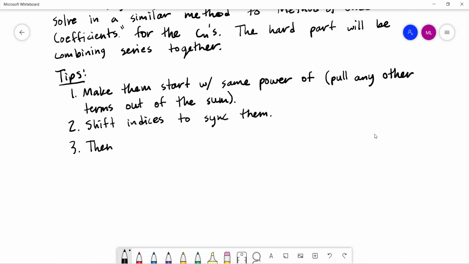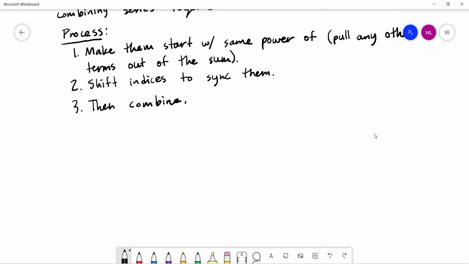So I'm calling these tips, but it's really almost more the process. Maybe that would be better phrasing. So the general process for doing this is you do those two things, then you can combine them, right? Okay, I think we're good.